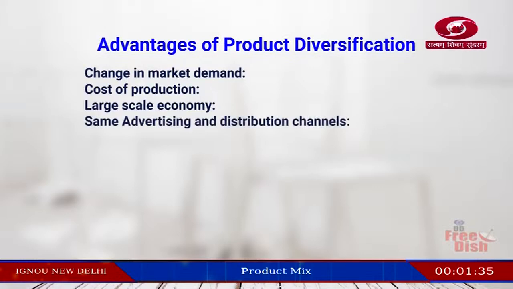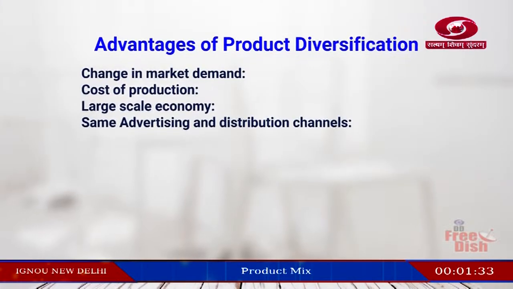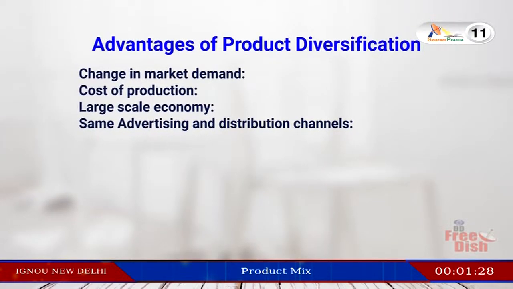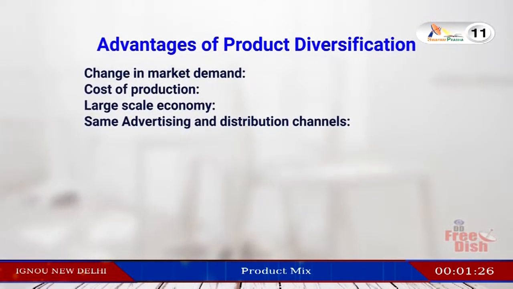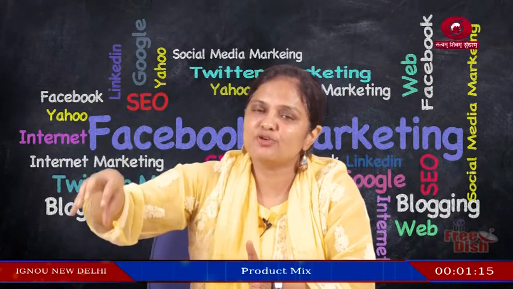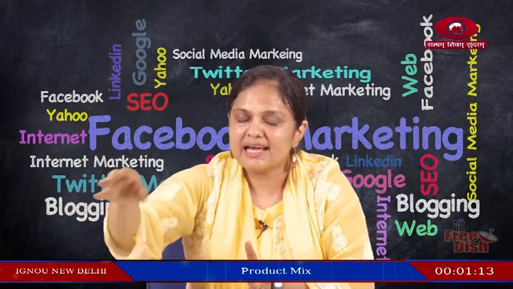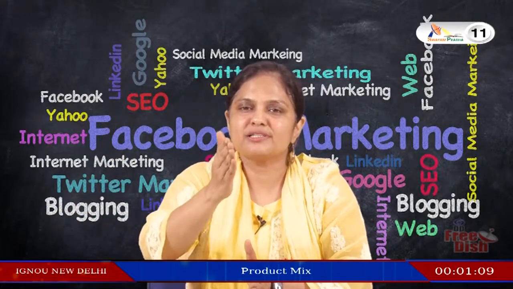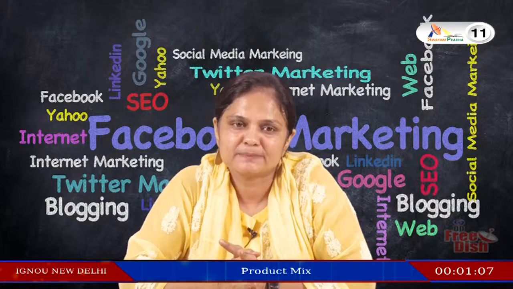If the company sees that the same advertising and distribution channels can fetch more business, then in this case also they may go for product mix dimensions, right? Maybe use of residuals. Someone sees that there is going to be a demand for a particular byproduct, and that byproduct can be converted into a main product. Then in that case also a product mix decision would be a good choice.